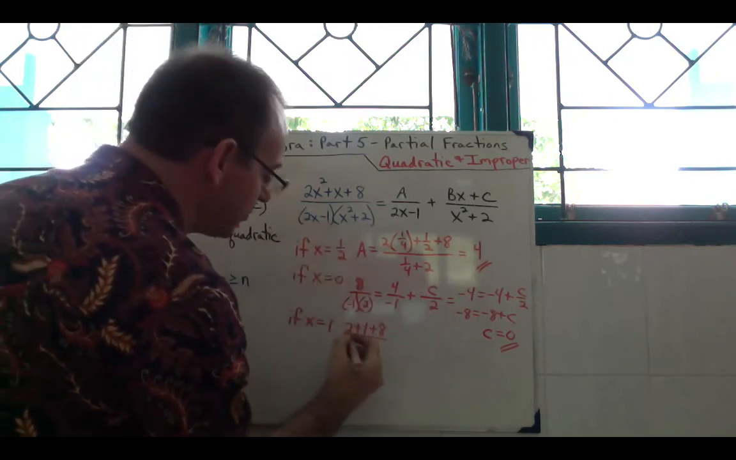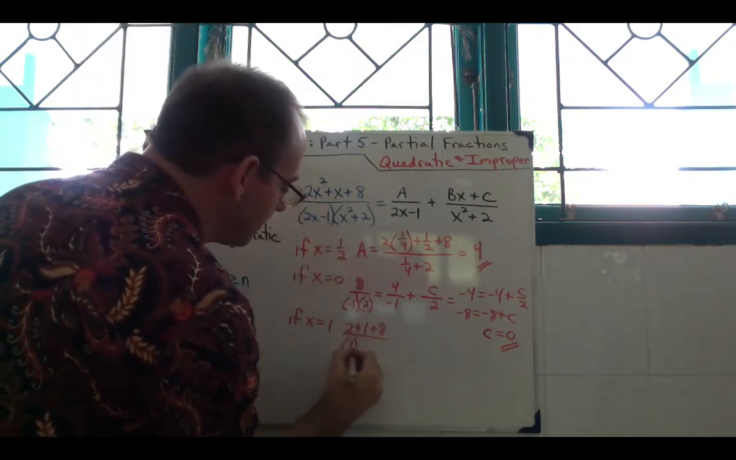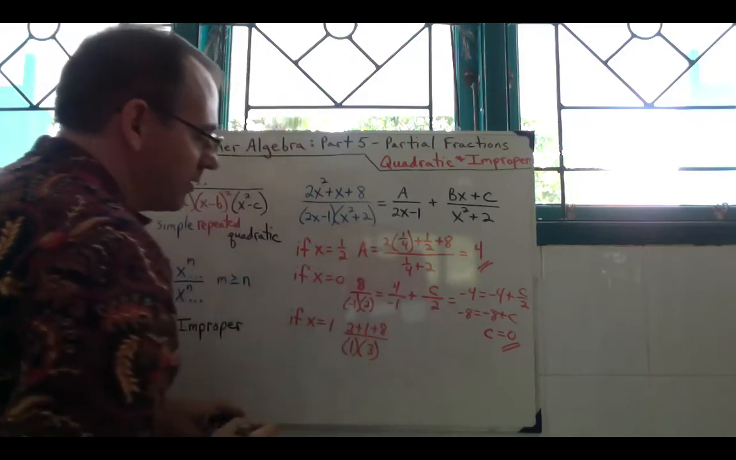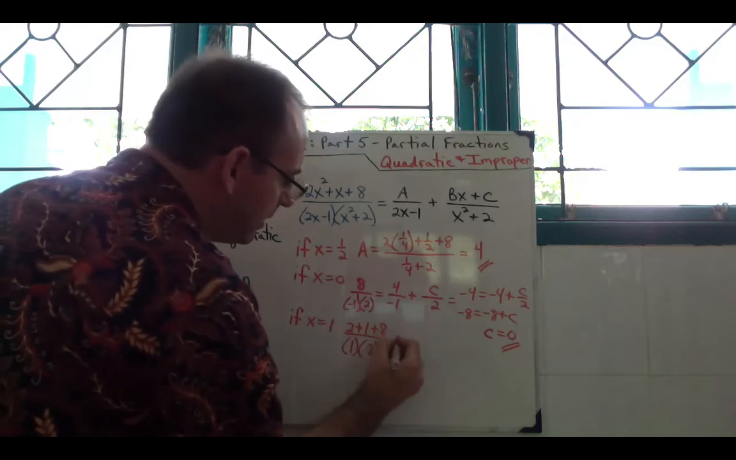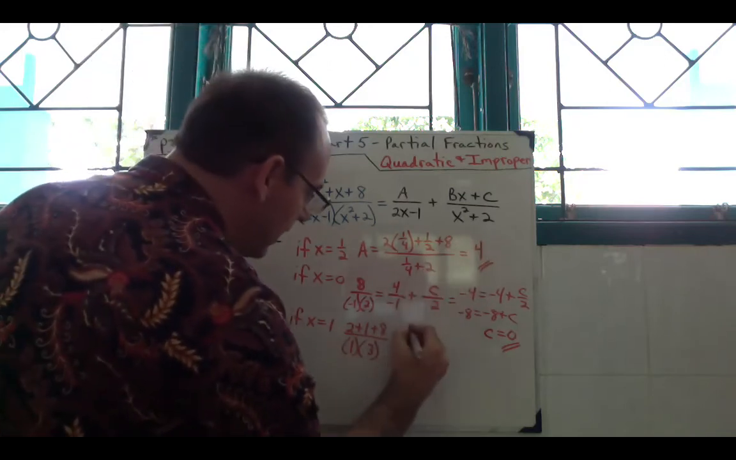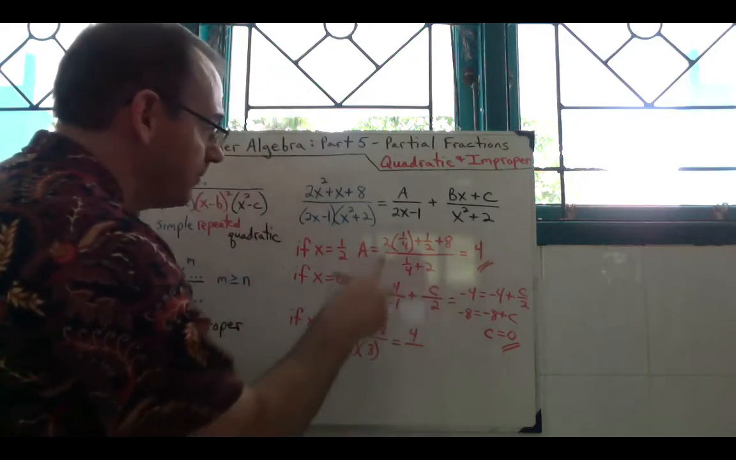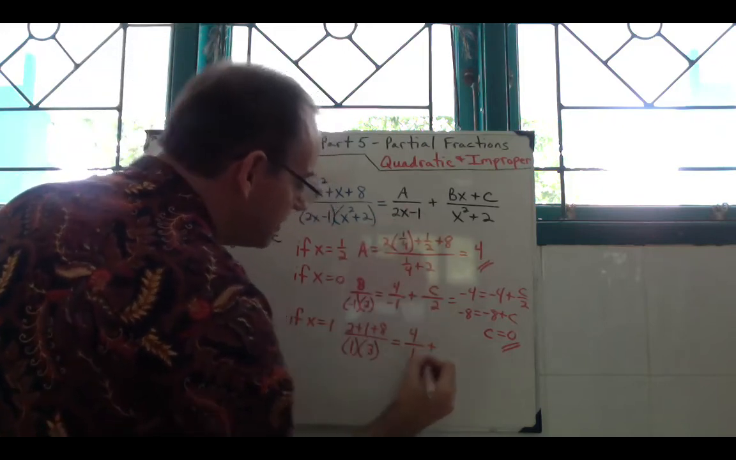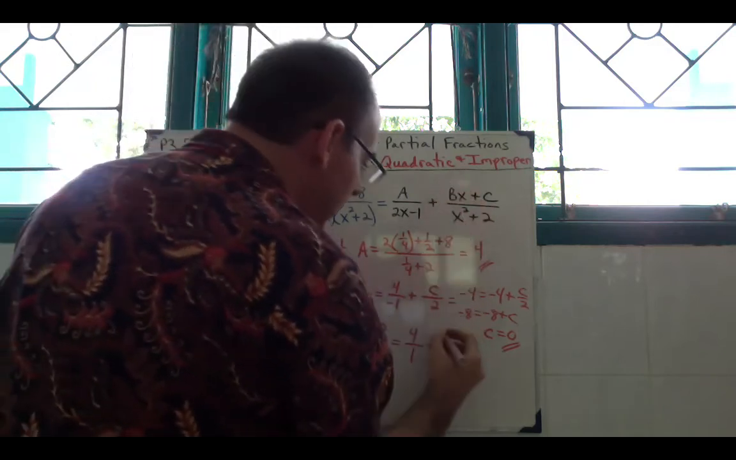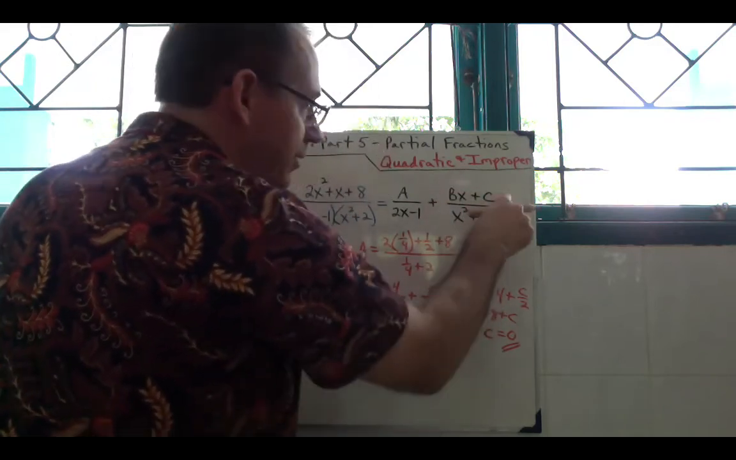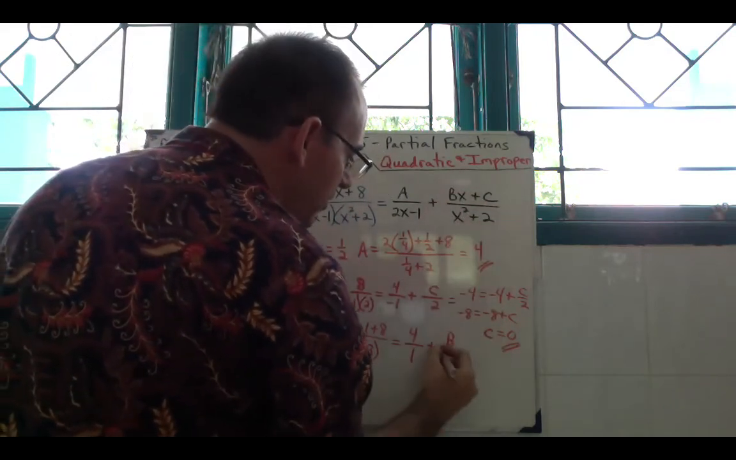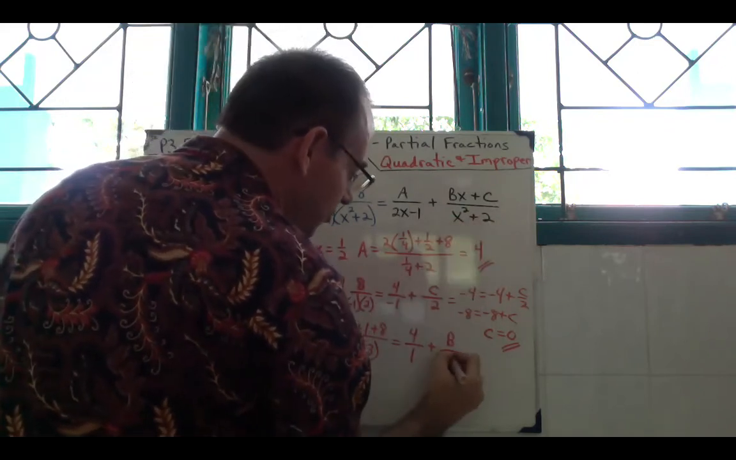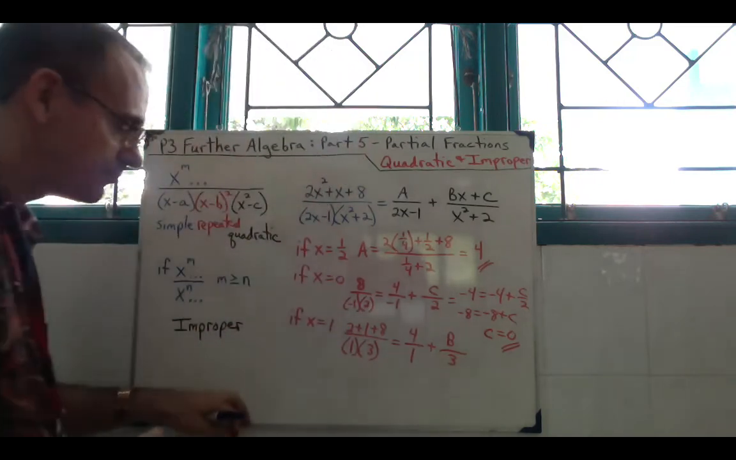So it's 2 minus 1 is 1 times 1 squared 1 is 3. So we have 11 over 3 equals, we already know a, 4 over, and we're plugging in a 1. So 2 minus 1 is 1, plus our b, 1 times b is b, and we have a plus 0, so we don't have the c anymore, all over 1 squared plus 2, 1 plus 2 is 3.